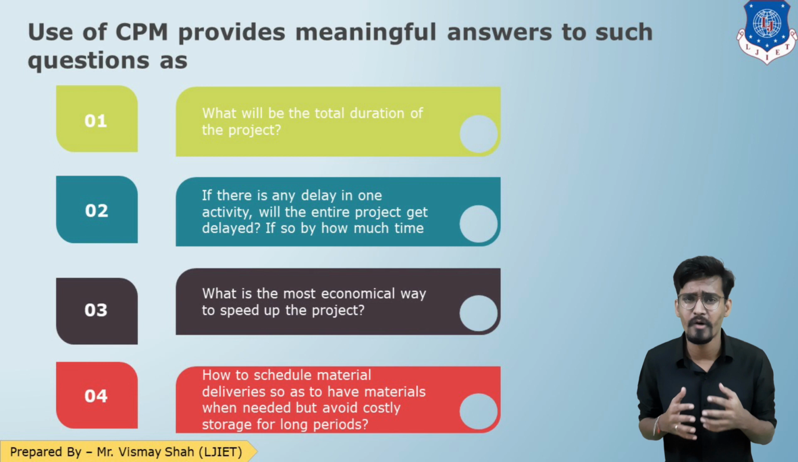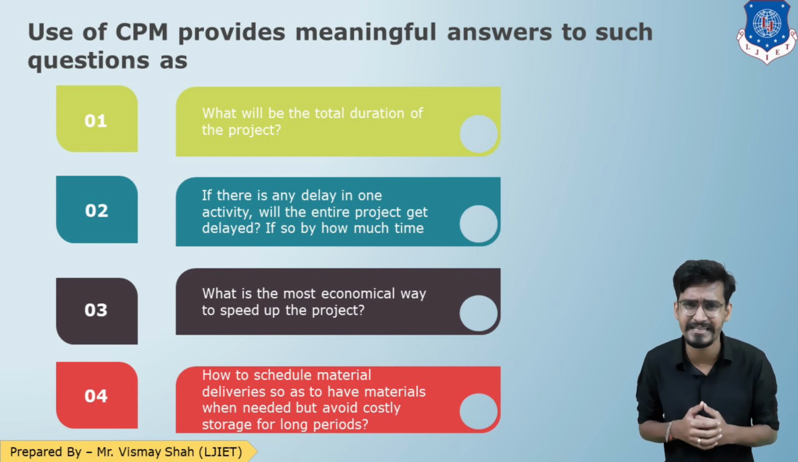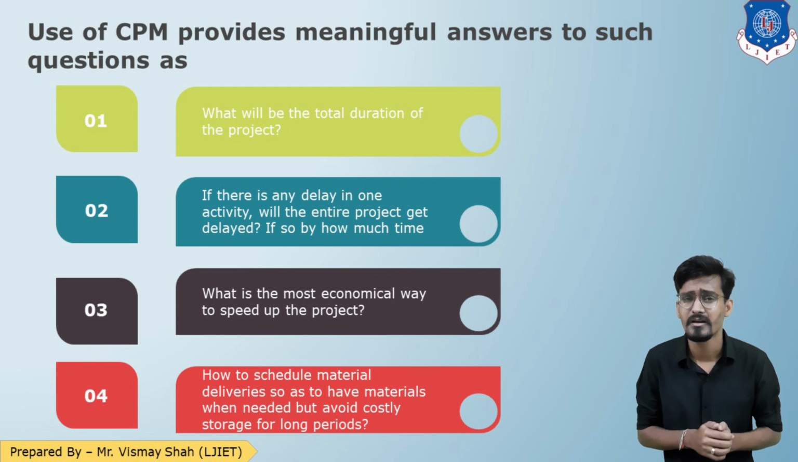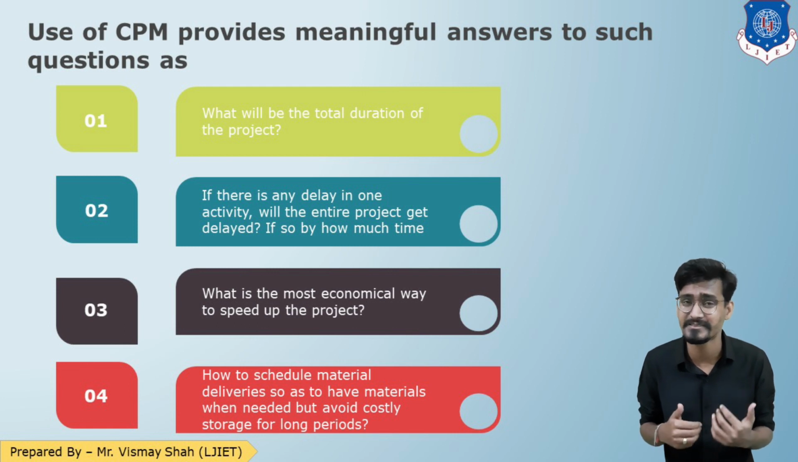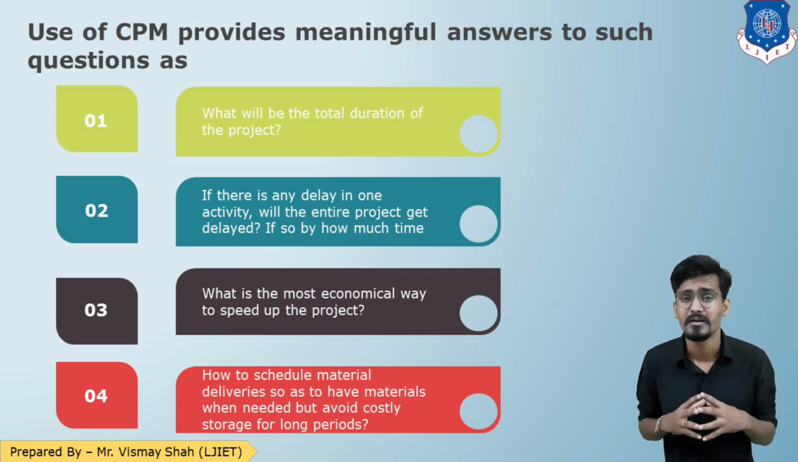And the last question to which we can have the answer is, how to schedule the material deliveries so that when materials are required, they are available, but avoid the excess storage of the material. Yes, the last question is coming to the material management point, that to have the material schedules, as and when required, when there is a requirement of material, so that we can have the availability of the material at that point of activity, but we need to avoid the excess storage of the material. So that is our fourth question, which we can answer by CPM method.